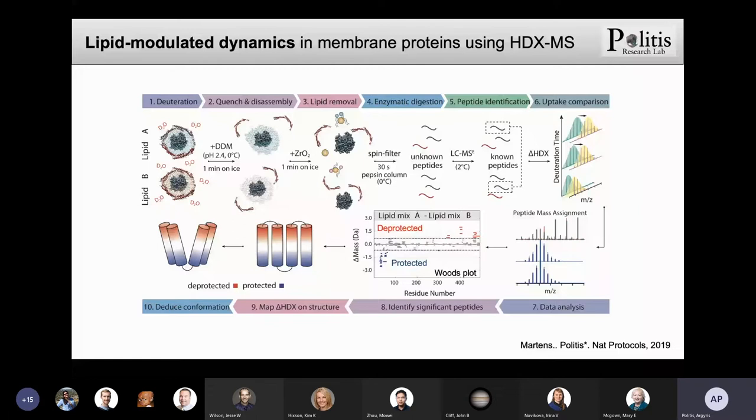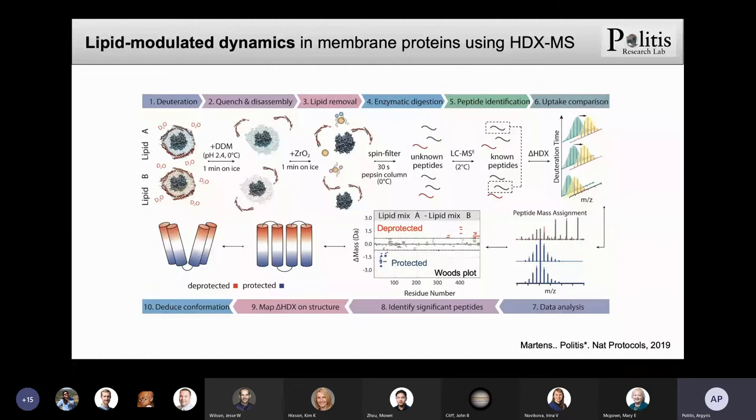Finally, we also developed software in order to analyze our data. You can see here that we can plot our data in so-called Woods plots, where on the x-axis we have the residue number of the protein, and on the y-axis we have the difference in mass. This is a differential experiment comparing lipid mix A versus lipid mix B, and we can see that a positive difference in mass reflects deprotected areas, which is destabilization, shown in red, and a negative difference in mass reflects protected areas, which is stabilization of the protein. And that's something that we're going to see quite a lot from now on in my presentation.